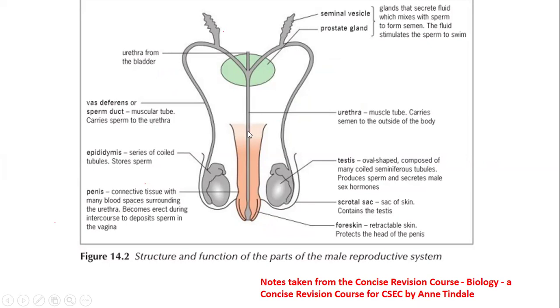The urethra, we know what that is already, guys. It carries semen outside of the body, because we wouldn't say urine in this case, because we're talking about the reproductive system. So the urethra carries both, but it's the reproductive system we're talking about. So we use context, guys. The testes, we know the testes produce and secrete sperm while the epididymis stores it. The scrotal sac, the foreskin. The seminal vesicle and the prostate gland, the glands that secrete fluid which mixes with the sperm to form semen. The fluid stimulates the sperm to swim. So urethra from the bladder.